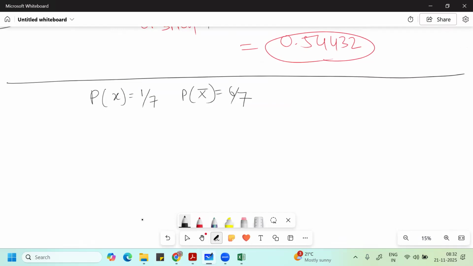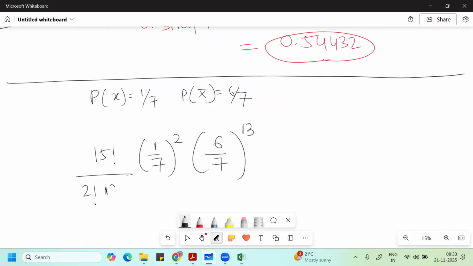So here you can say Sunday is 1 by 7. You should get two Sundays, and not getting Sunday is 6 by 7, to the power 13. Total 15 days you have chosen. And then you can arrange this in 15 factorial divided by 2 factorial and 13 factorial, because two Sundays you will get, and you don't get Sundays 13 times.